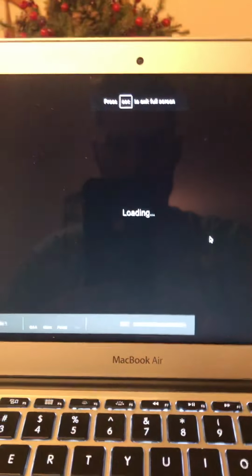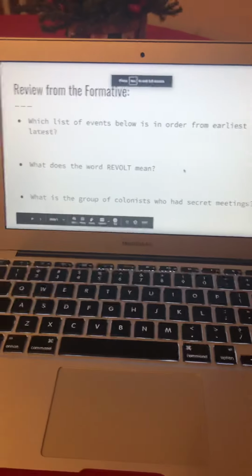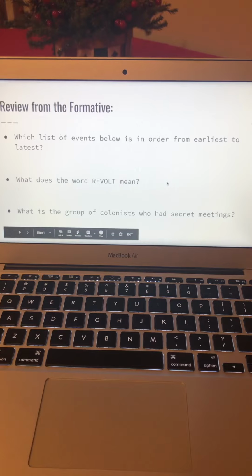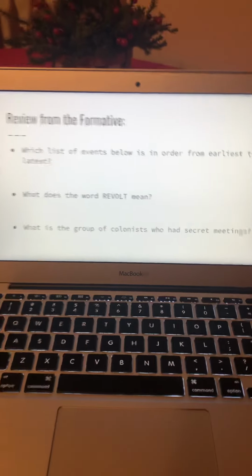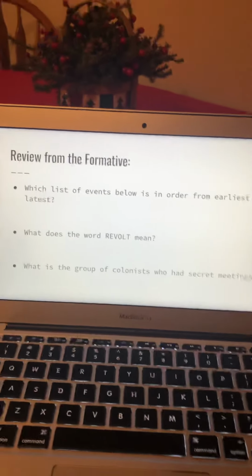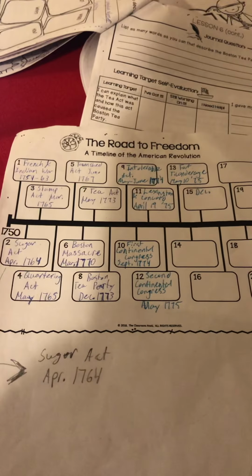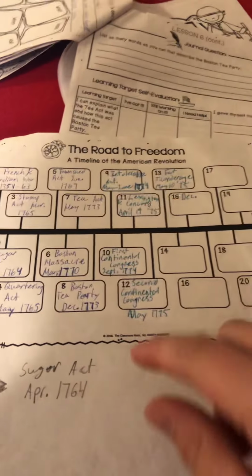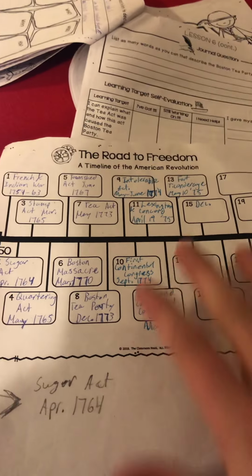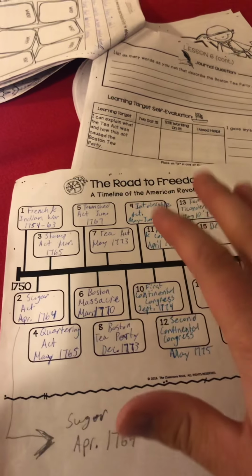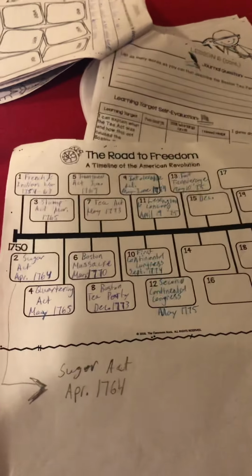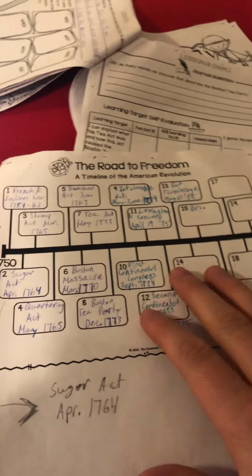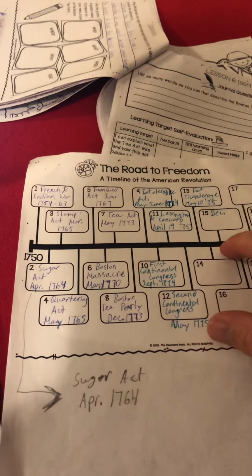So, a little review. Which list of events below is in order from the earliest to the latest? This was on the form read on Friday. This is very important because you have a timeline. You won't always need to know the dates and stuff like that, but you kind of need to know when this happened, because I saw a lot of people, you guys weren't the only ones. Even if you got it right, great. If you didn't, that's okay. There were a lot of people that didn't get all these correct.